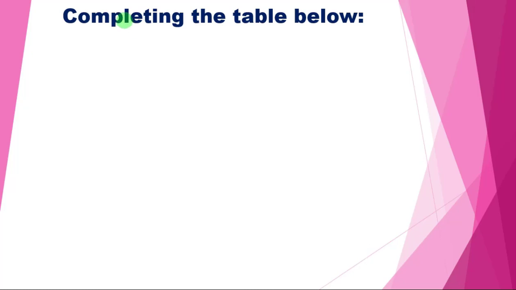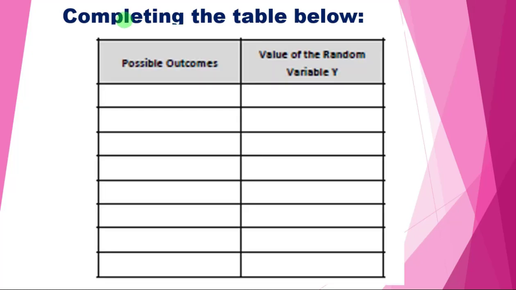So completing the table below. So let's complete the table. In your learning activity sheet, you have there a possible outcome column, possible outcomes, and then we have the value of the random variable Y. Take note that the random variable capital Y is defined earlier as the number of tails. So we have to bear that in mind.